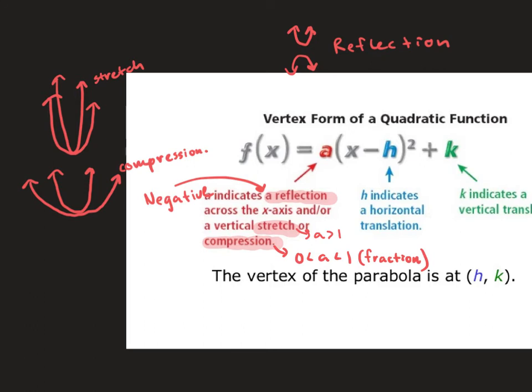Next, we move on to the H. The H is going to be what's added or subtracted inside of the parentheses. So just think H is inside the house. Let's say it's a -2 inside. If it's negative, we move it to the right. If it's positive, we move it to the left. So H tells us if we're moving left or right. If it is positive, we move it to the left. If it's negative, we move it to the right.